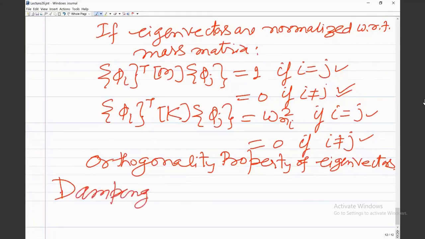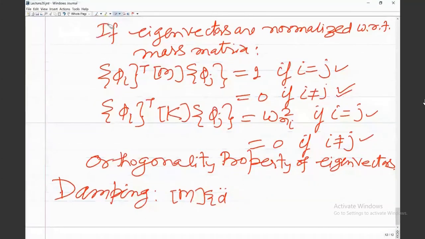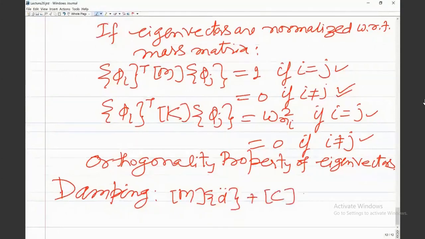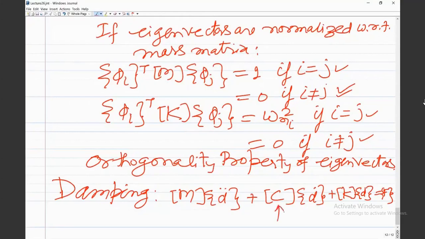So now I was talking about damping. If we include damping, then the final equation of motion would be M d double dot plus the damping matrix C d dot plus K d, where d is a small d, not capital D, is equal to F. So this will be the equation of motion. Here, this C is the damping matrix.